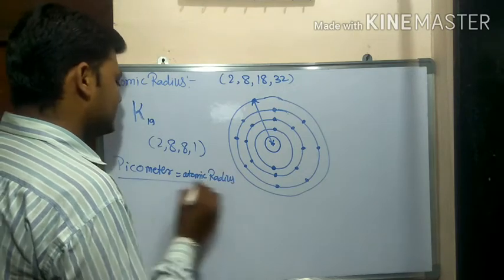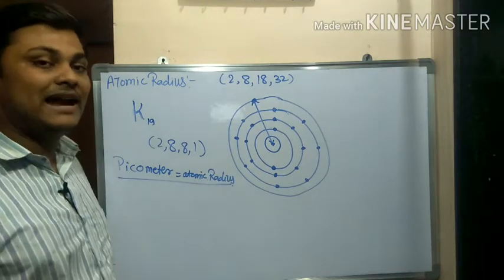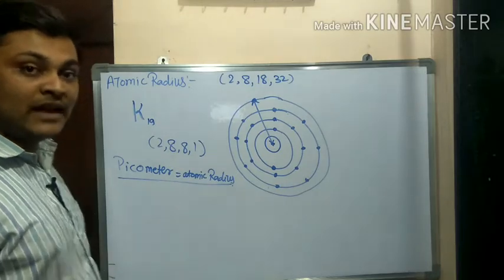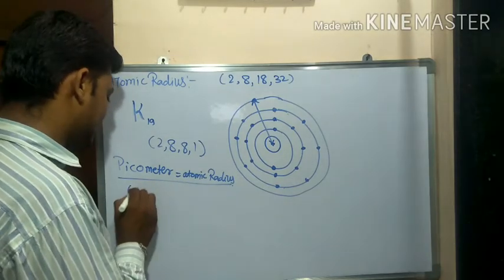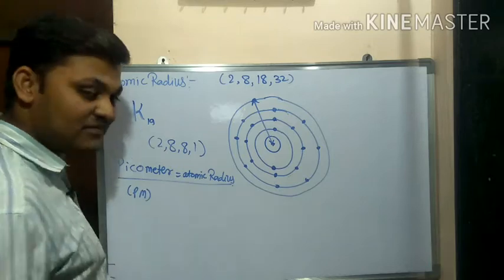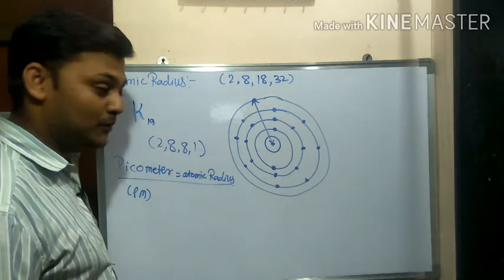Atomic radius of an atom is measured in picometer, and it is indicated by pm. PM means what? Not Prime Minister. PM means picometer. Okay.